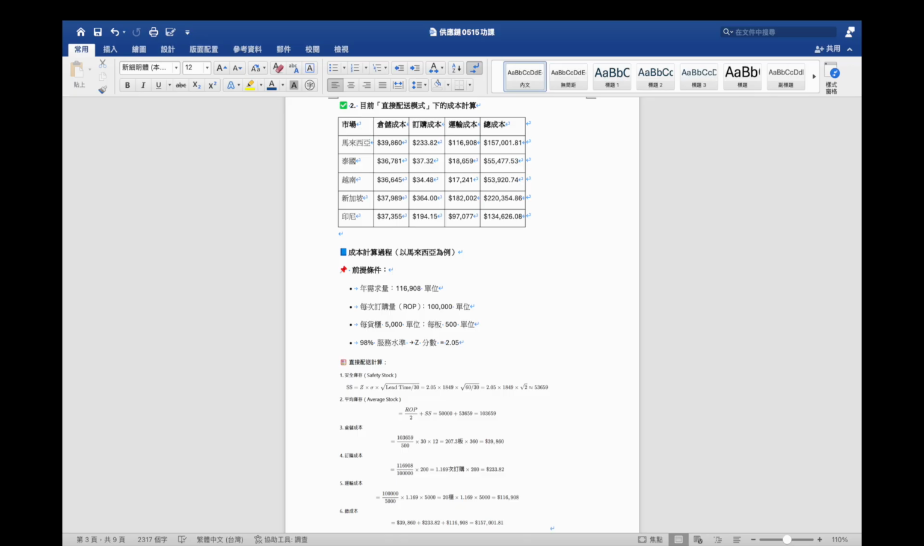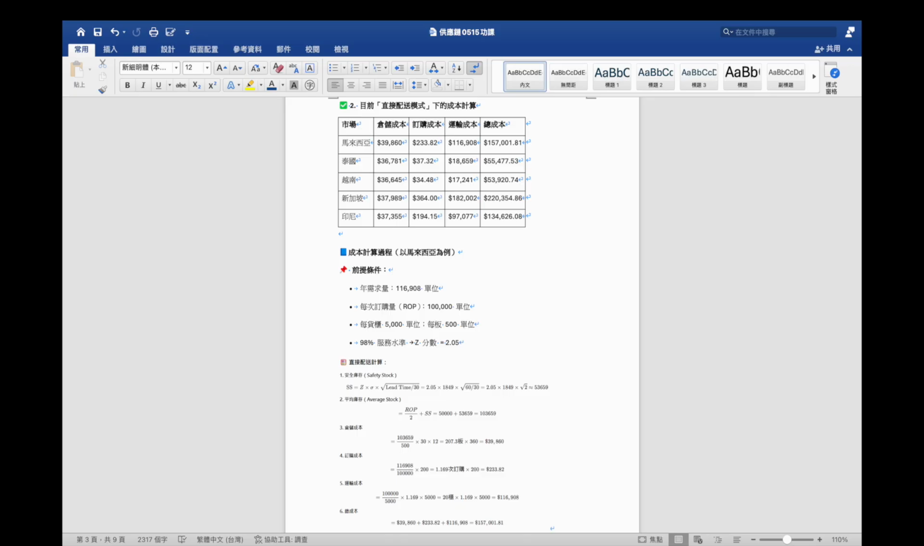First, we need to calculate the safety stock. Safety stock equals the square root of the delivery lead time of 30, times sigma, times Z. We can get safety stock is 53,659. Then we can use safety stock to calculate average stock. The average stock is ROP divided by 2 plus safety stock. Now we can get an average stock is 103,659.